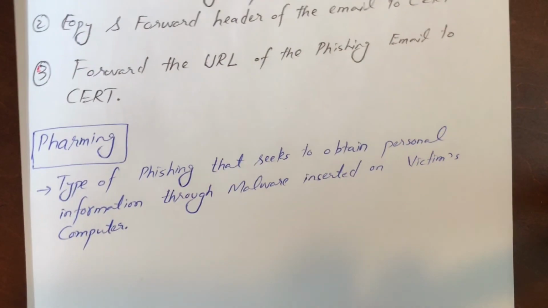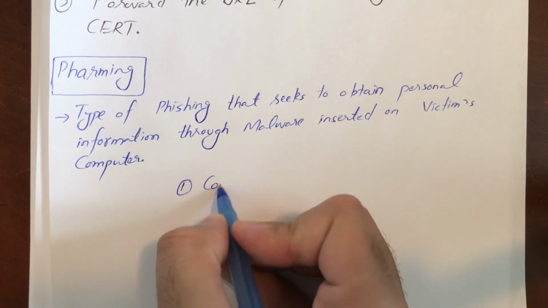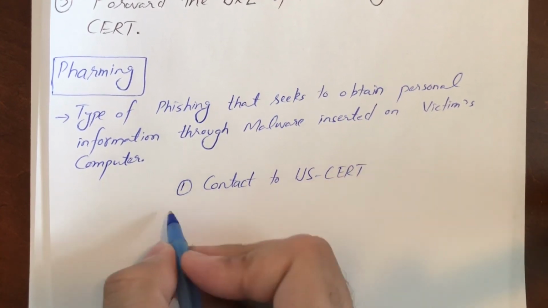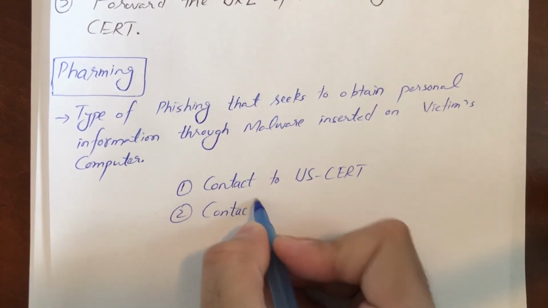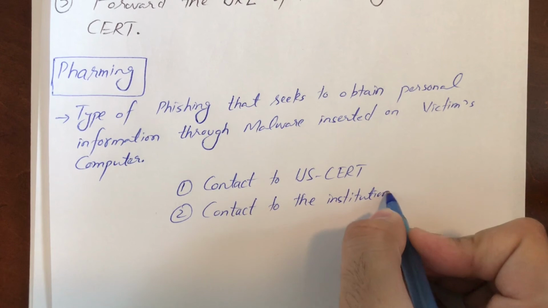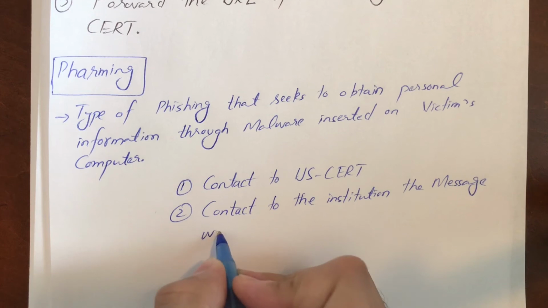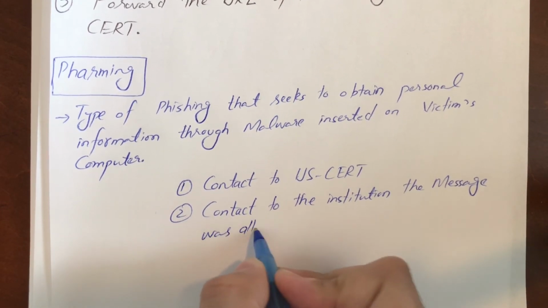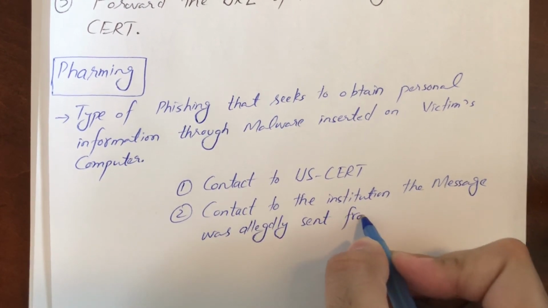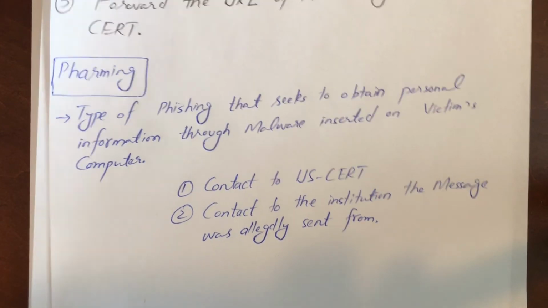So if you feel like you are the victim of pharming or phishing, you can do two things. Number one, you can contact US-CERT, which I already talked about. Or you can contact the institution the message was allegedly sent from. These are the two things you can do if you think you are the victim of pharming.